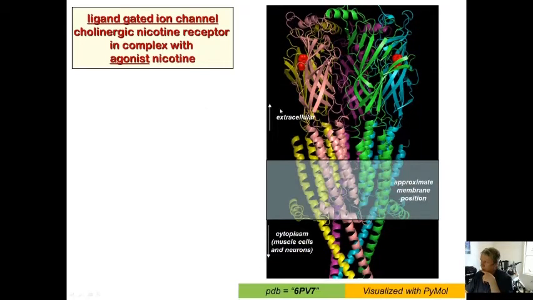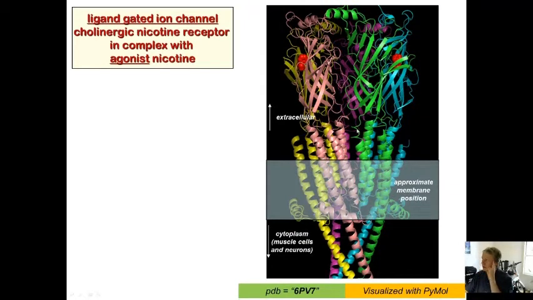ligand-gated ion channel. So this is the cholinergic nicotine receptor in complex with the drug nicotine, which is not usually a therapeutic agent. It has biological effects, but in most cases nicotine is used as part of tobacco or something. Well, it's a nice crystal structure.